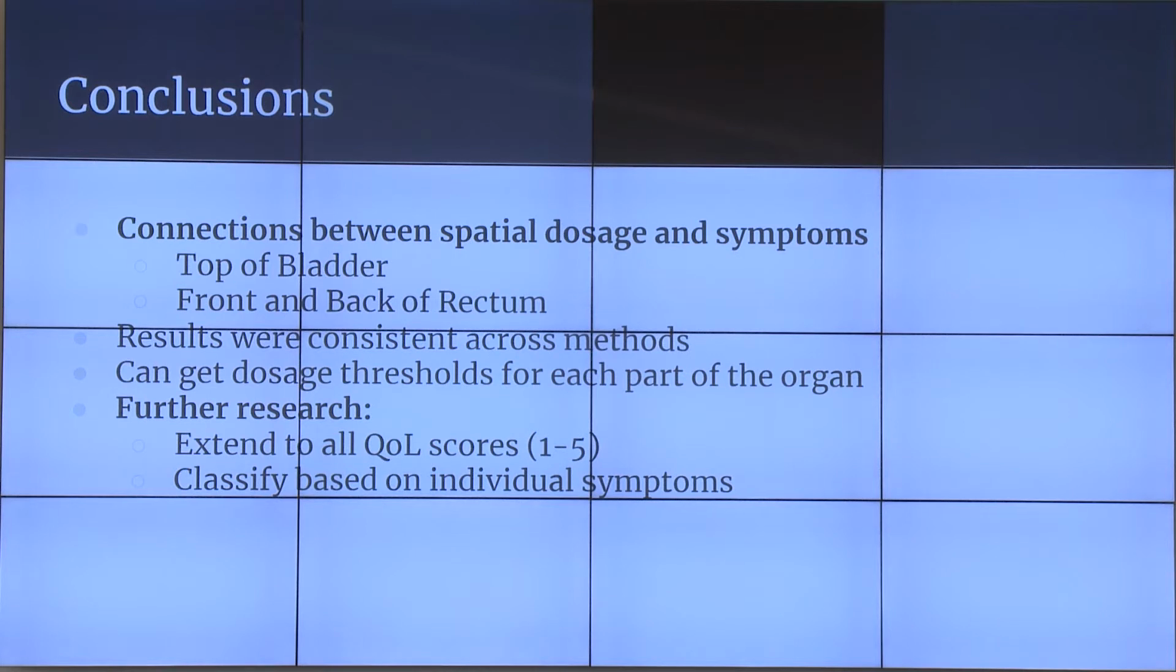However, further research should try to extend deep learning to all quality of life scores from 1 to 5 instead of having just a binary classifier, and hopefully be able to classify based on individual symptoms as opposed to an entire category of urinary symptoms or an entire category of bowel symptoms.